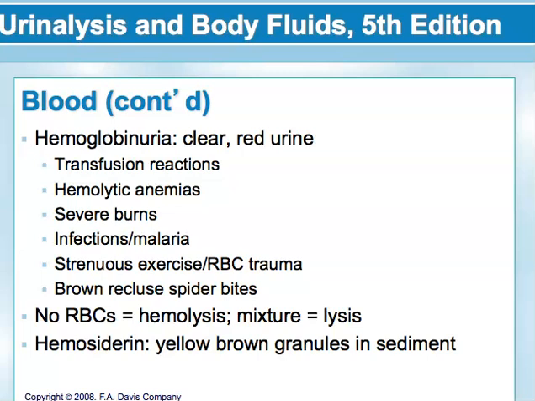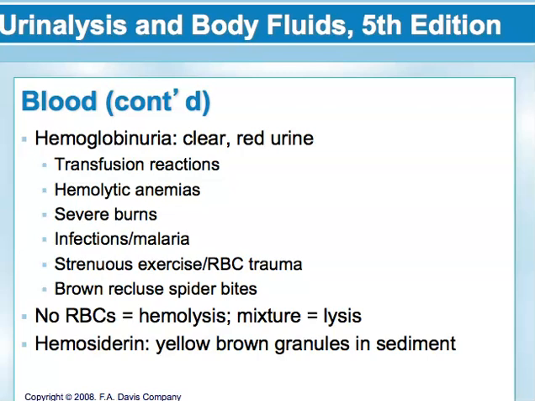Okay, with hemoglobinuria, the urine will be clear and red. It results from the lysis of red cells, especially in dilute alkaline urine. It can also be caused by intravascular hemolysis, followed by the subsequent filtering of hemoglobin through the glomerulus. With lysis of red cells in the urine, you'll usually see a mixture of hemoglobinuria and hematuria, but with intravascular hemolysis, there are usually no red cells seen.